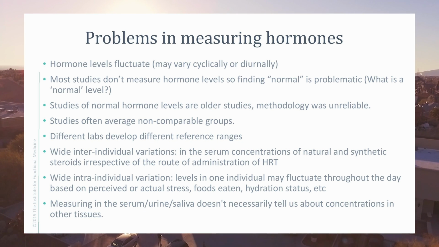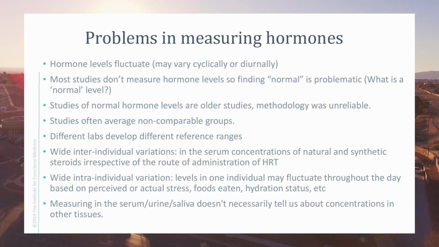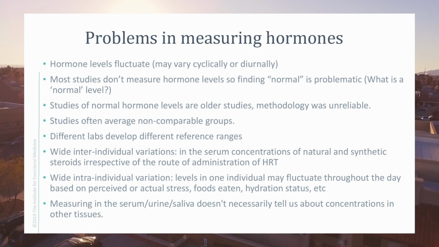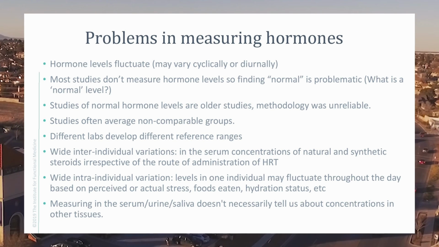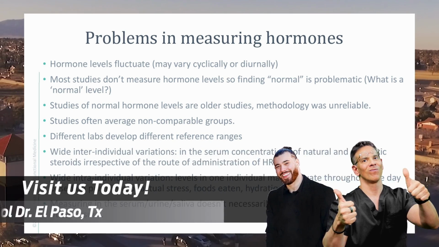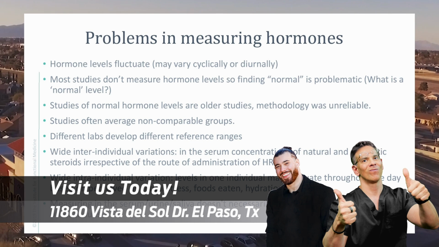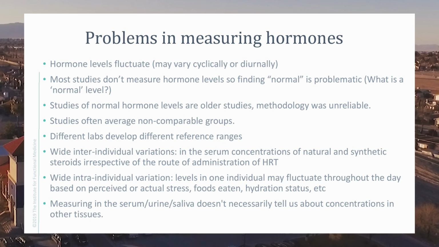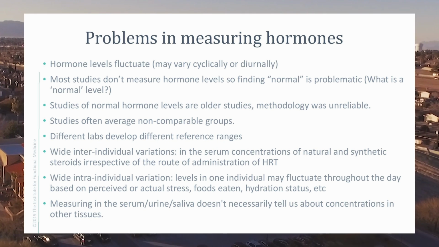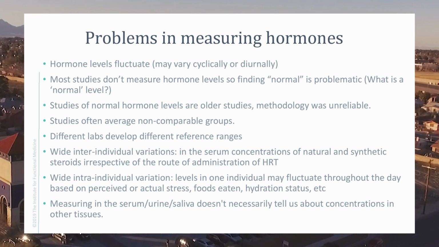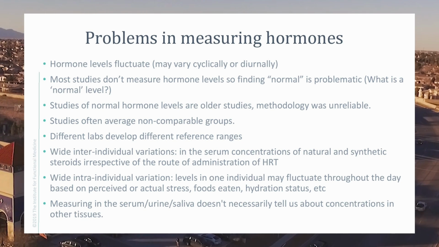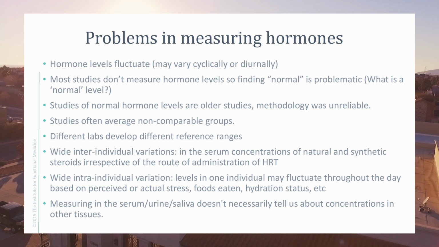And in the studies where they have come up with, quote, normal hormone levels, a lot of them are much older studies, and the methodology was more unreliable than what we use now. And it may not even be comparable to what the labs currently use. So keep that in mind in terms of what people are calling normal hormone levels. A lot of these studies also would average out non-comparable groups. Basically they'd have a group of apples, oranges, and grapes and put them all together and say, oh yeah, this average is going to work. So it's kind of like doing a meta-analysis. If you're taking a bunch of different data, you can't necessarily say that this average makes sense.